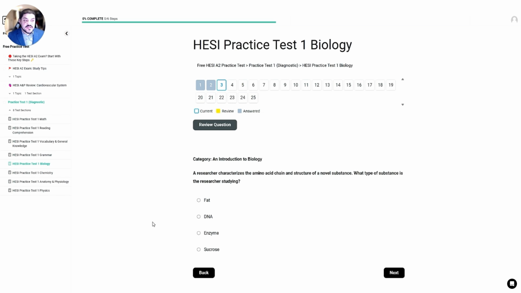Question 3, still in the same category, everybody. A researcher characterizes the amino acid chain and structure of a novel substance. What type of substance is the researcher studying? Fat, DNA, enzyme, or sucrose? Another second. The researcher is studying C, enzyme.